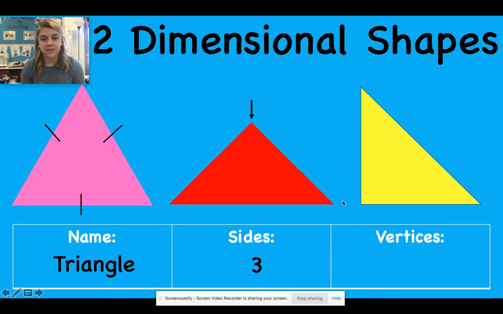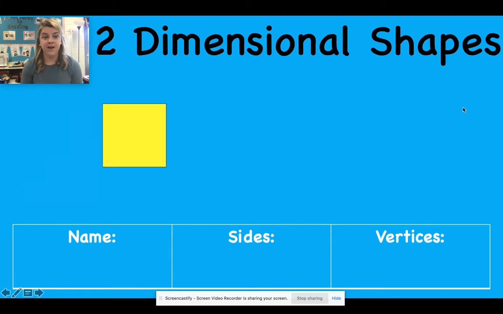1, 2, 3. All right, so our triangle has 3 vertices. All of them do. Let's look at these. 1, 2, 3. 1, 2, 3. So a triangle has 3 sides and 3 vertices. Okay, and remember, a vertex is where those 2 sides meet. Let's look at our next shape. Here we go.